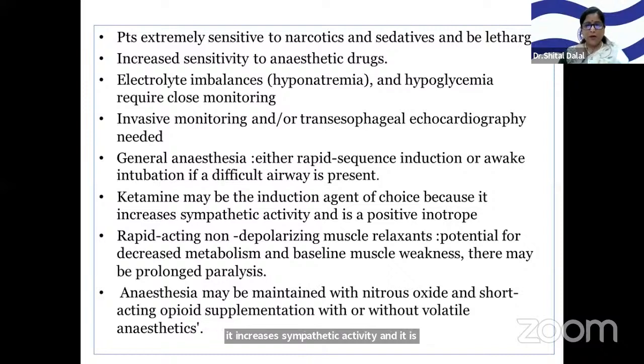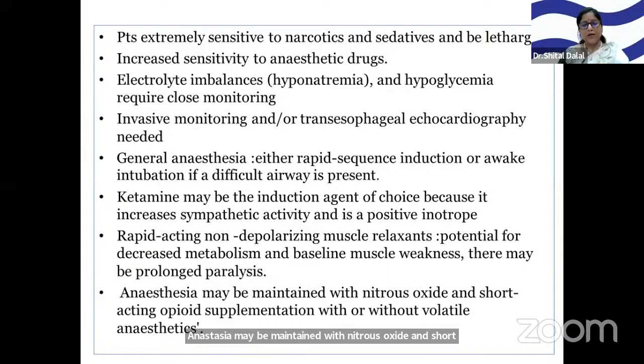Rapid-acting non-depolarizing muscle relaxants may be used, but there is a potential for decreased metabolism and baseline muscle weakness. So there may be a prolonged paralysis, and there are chances of delayed recovery in this type of patient. Anesthesia may be maintained with nitrous oxide and short-acting opioid supplementation with or without volatile anesthetic.